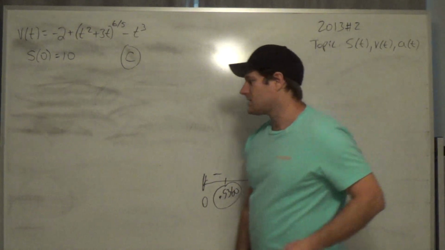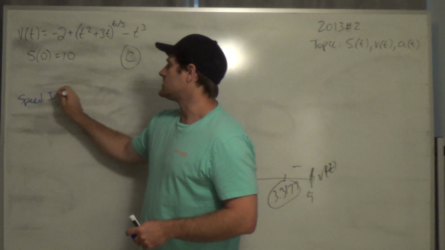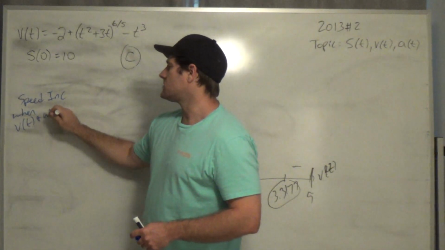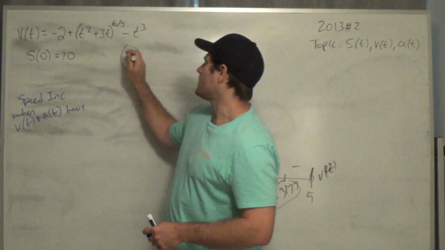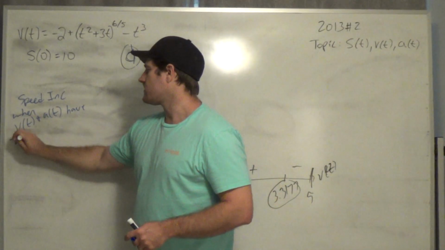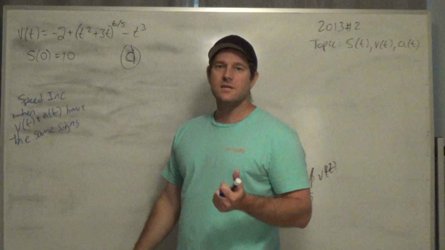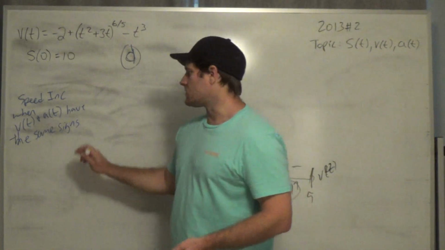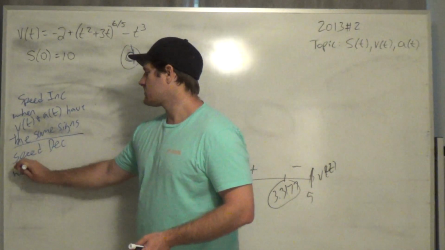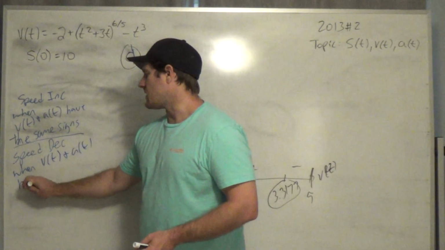Remember a long time ago we had some rules. So, speed increases when velocity and acceleration have the same signs. So if velocity and acceleration are both positive or both negative, speed is increasing. And speed is decreasing when velocity and acceleration have different signs.